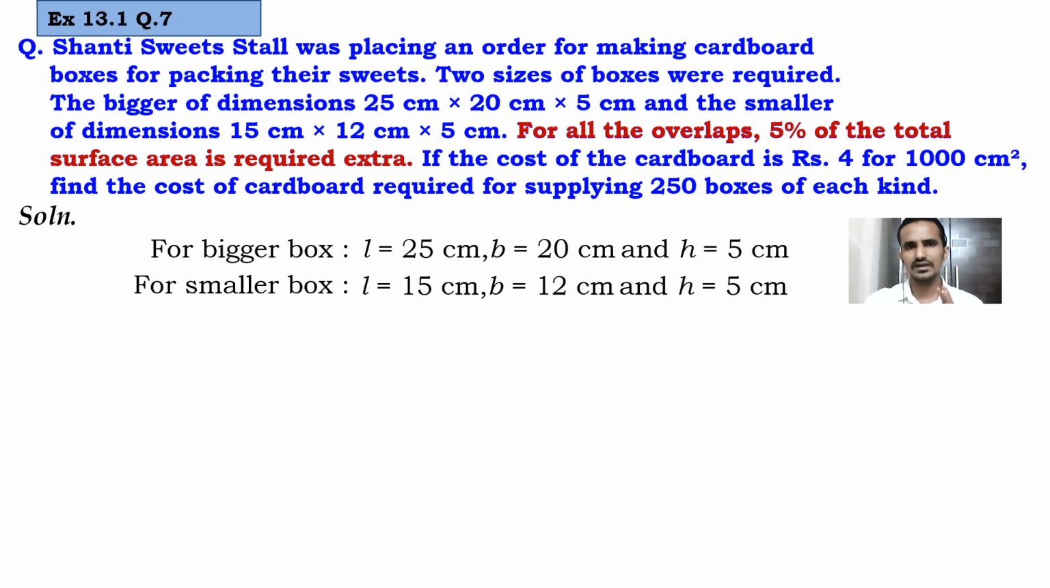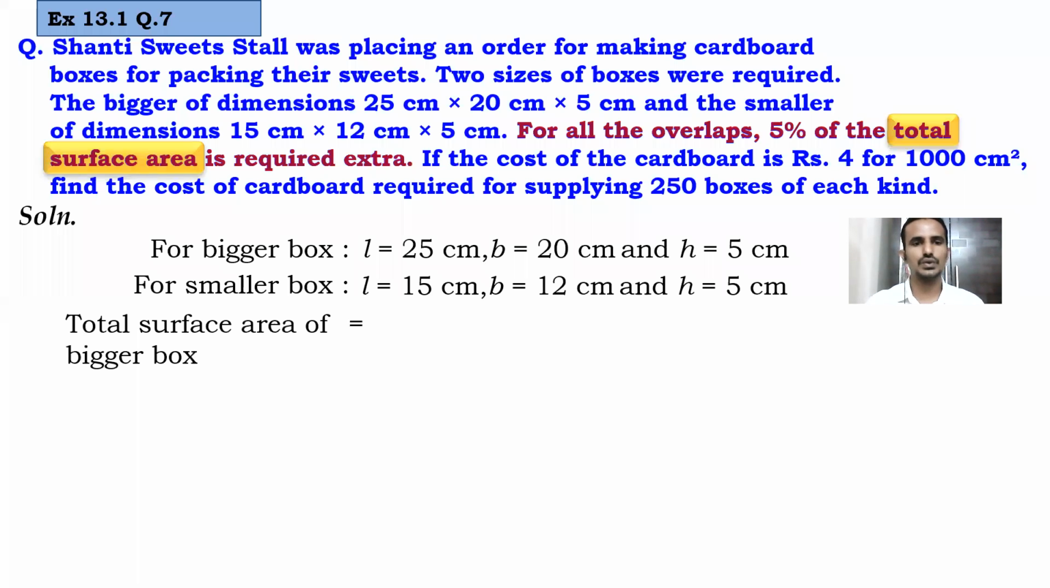So first of all, let's go step by step. First, we'll calculate the surface area for one box. Here it is clearly mentioned that it is going to be the total surface area because it is written that 5% of the total surface area is required extra. The first thing we find the total surface area and then we'll find the 5% extra, because we need some extra material for overlapping.